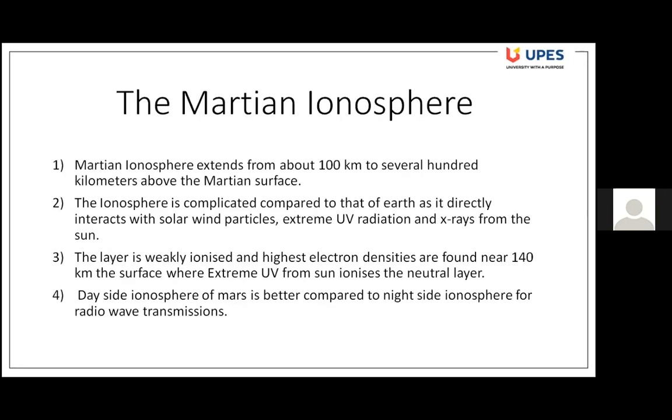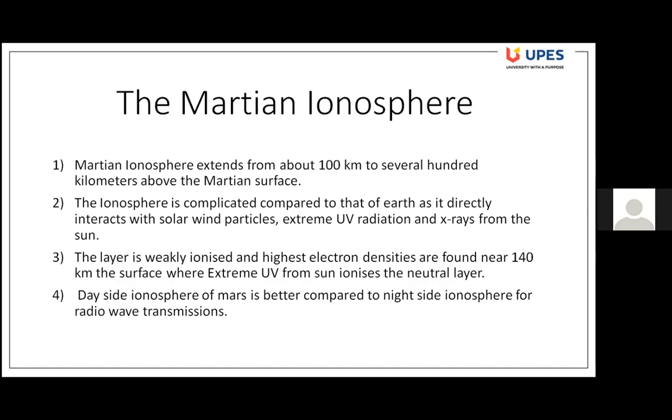Now, since the ionosphere plays a major role in radio wave communication at Earth, it also plays a role in radio wave communication on the Martian surface. So let's look at that. The first point is the Martian ionosphere is complex as compared to that of Earth's ionosphere, and it extends from about 100 kilometers to several hundred kilometers from the Martian surface. Also, the thickness of the ionosphere varies a lot.